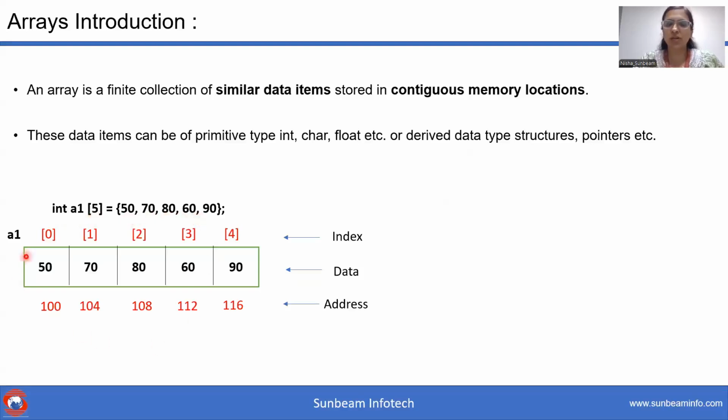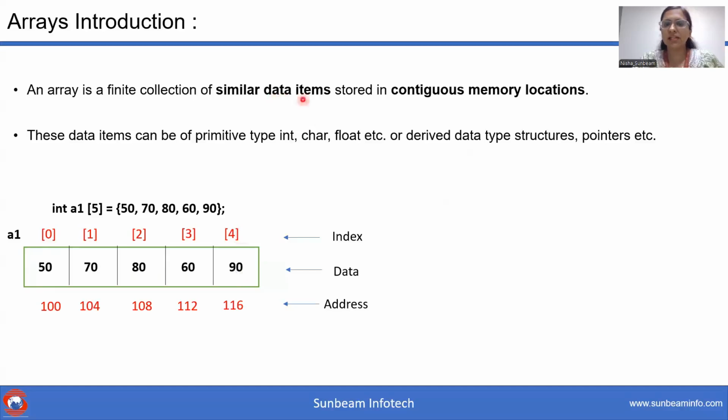The diagram over here shows that the name of an array A1 is shared among all these elements, but these elements can be uniquely identified with the array indexes. Array indexes start from 0, hence the first element 50 has the index 0, the second element 70 has the index 1, and finally the last element 90 has the index 4, that is n-1.